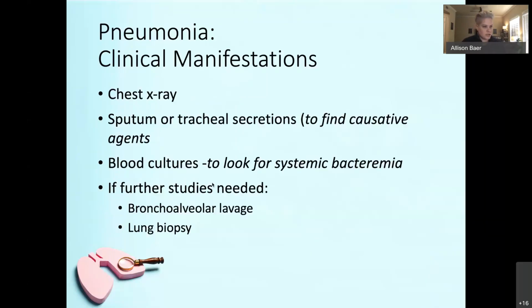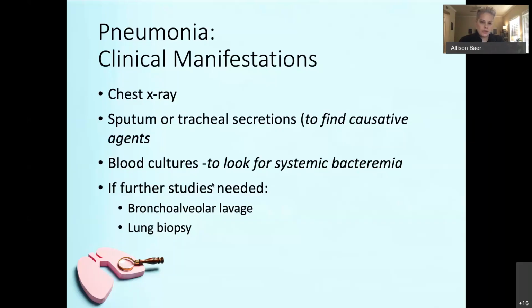And in infants, especially since they have that underdeveloped respiratory drive, you can see apnea as well. So to look for this, you're going to do a chest x-ray. You're going to see all those infiltrates building up. They're probably going to have a lot of sputum, or tracheal secretions if they have a tracheal tube. So you're going to want to send that off to the lab to try to find the cause. So cultures for their lungs, also cultures for their blood to look for any kind of systemic bacteremia.